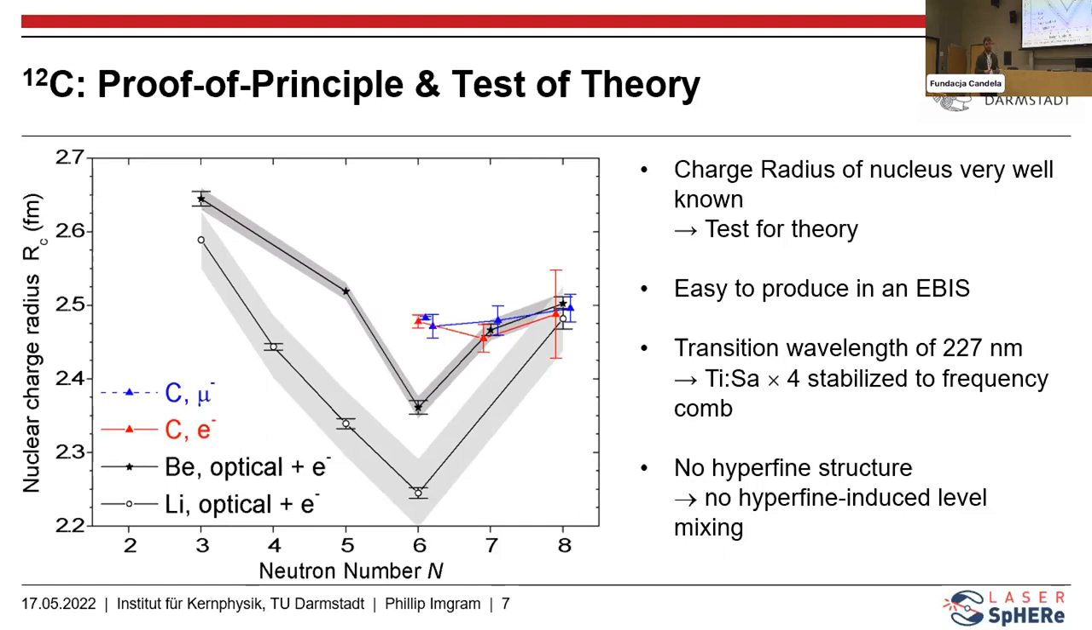Furthermore, it's rather easy to produce in an electron beam ion source. The transition wavelength of 227 nanometers is already available. So we use a titanium sapphire laser, which is frequency quadrupled and is referenced to a frequency comb. Also, we don't have a hyperfine structure in carbon-12, which is really nice because this makes the experiment easier, as you just have one transition, and it also makes, as far as I know, the theory easy.